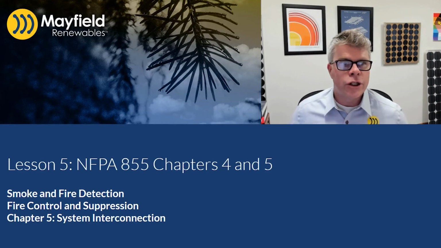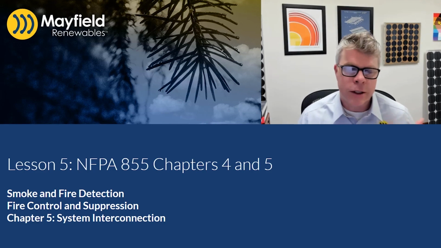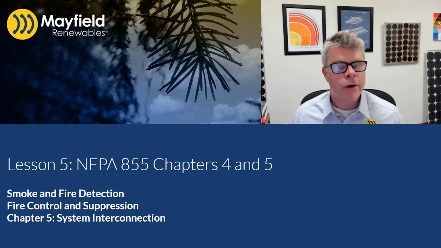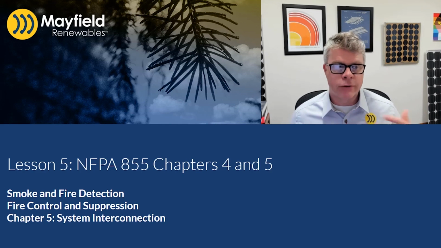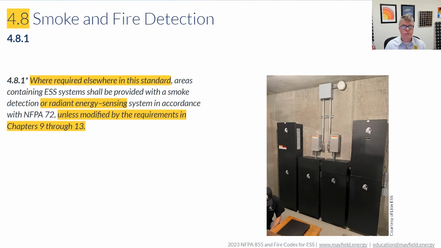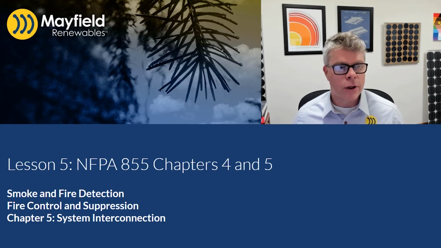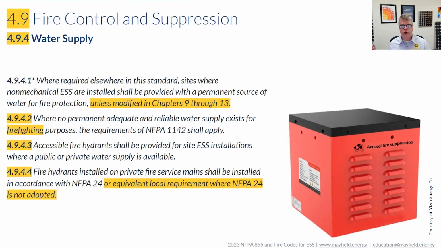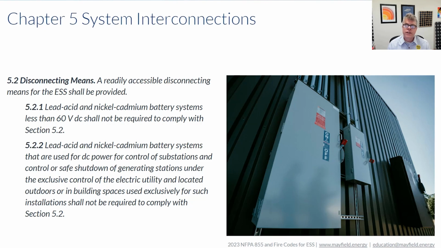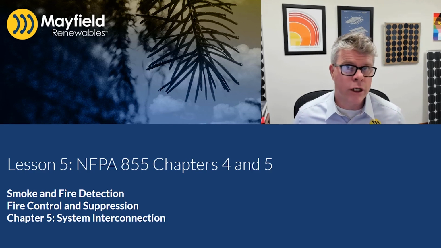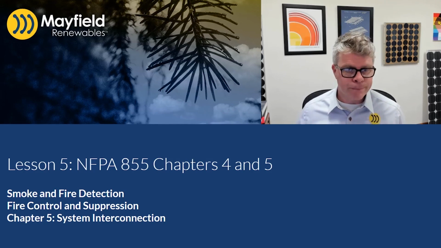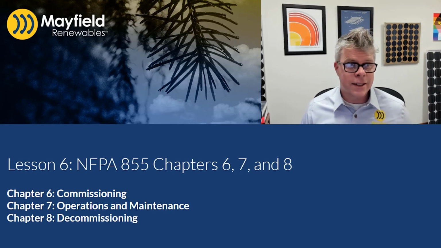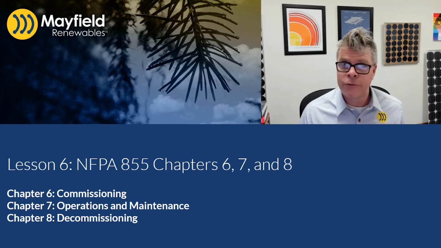All right, so let's jump into lesson 5, and so we're still in NFPA 855. And we're going to finish off chapter 4 and then look at chapter 5. So we have some smoke and fire detection stuff left in chapter 4, along with some suppression for the fire control and suppression. And then system interconnection, really brief stuff in chapter 5. But I'll show what those applicable sections are so that you at least have an idea of what those are.